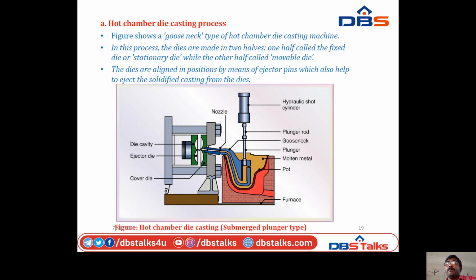Figure shows a gooseneck type of hot chamber die casting machine. In this process, the dies are made in two halves. One half is called the fixed die or stationary die, while the other half is called the movable die. The dies are aligned in position by means of ejector pins, which also help to eject the solidified casting from the dies.